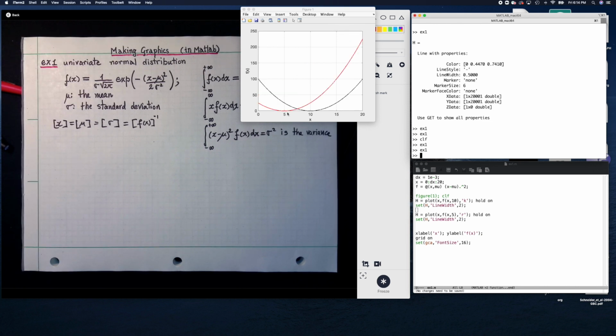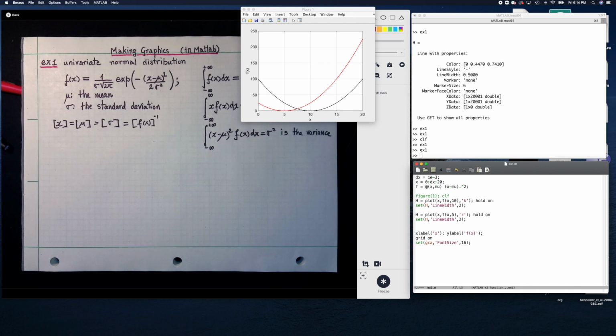The minimum is at 0. The minimum is 0, right? I'm plotting a squared quantity, which is always positive. It's going to be 0 when x is mu. So for the red one, it's 0 at 5. For the second one, it's 0 at 10. All right, so we get these parabolas.